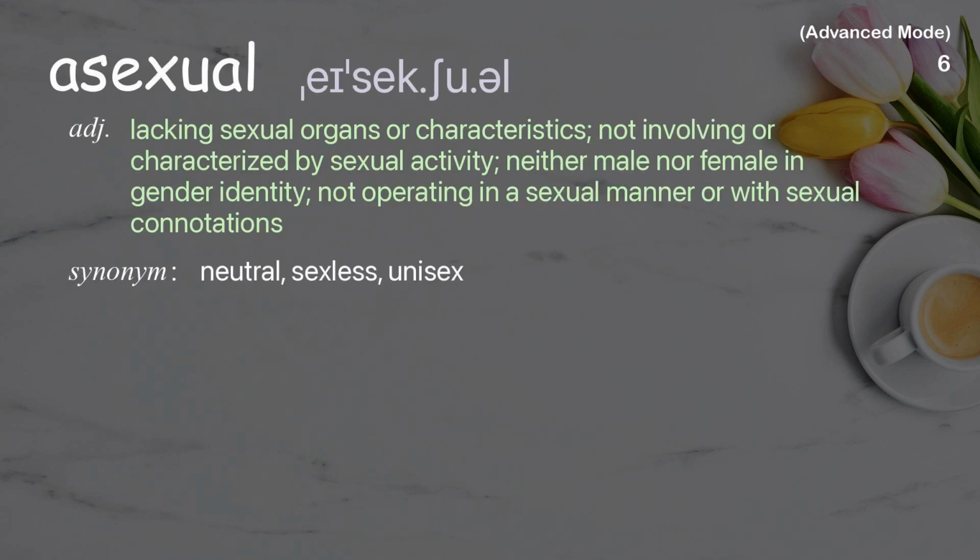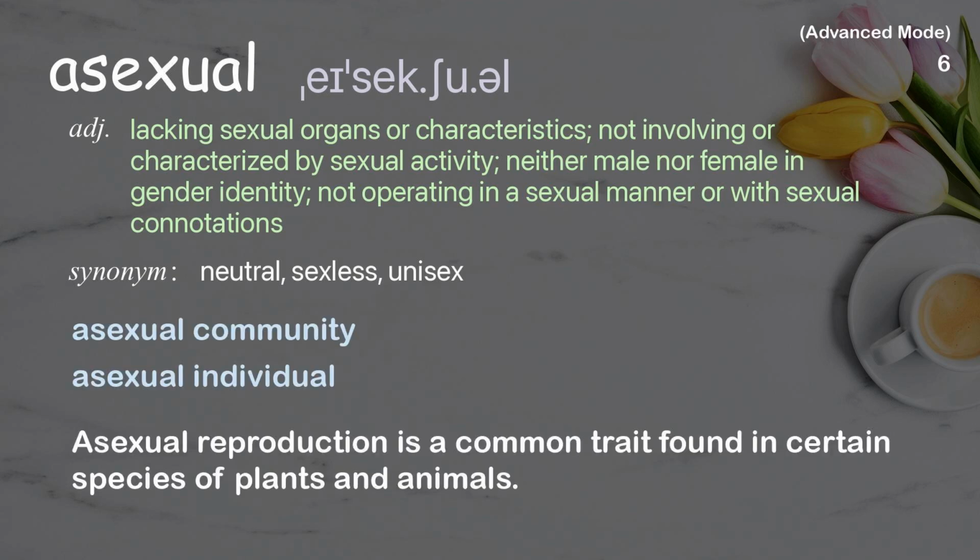Asexual. Lacking sexual organs or characteristics, not involving or characterized by sexual activity, neither male nor female in gender identity, not operating in a sexual manner or with sexual connotations. Examples: Asexual community. Asexual individual. Asexual reproduction is a common trait found in certain species of plants and animals.